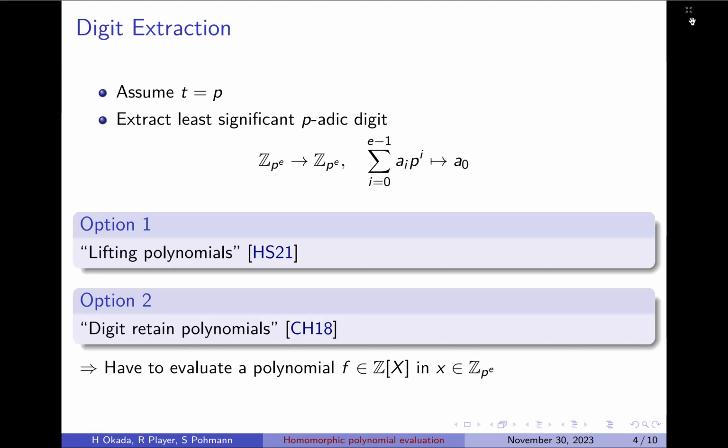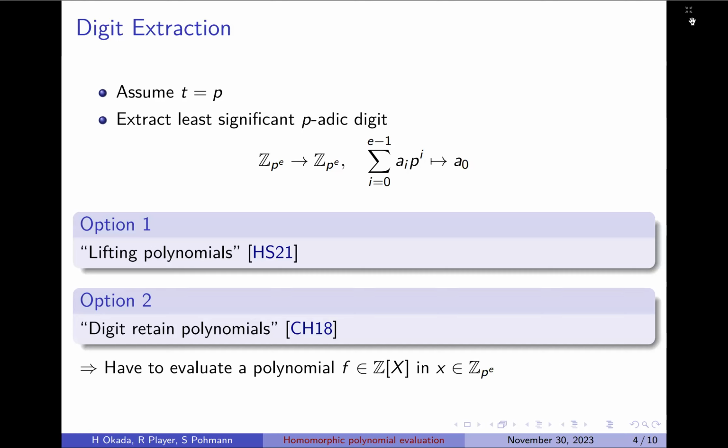Since we can only do addition, multiplication, and Galois automorphisms, the natural way is to somehow write this function using polynomial interpolation. This was first done by Halevi and Shoup for HElib, who invented the lifting polynomials that in some sense can compute this function. Later, Chen proposed digit retaining polynomials that can also do this. Both interpolate in a slightly different way, and digit retaining polynomials are better for certain parameter sets. However, we mostly work on lifting polynomials since they're simpler. The general setting is, however, the same.